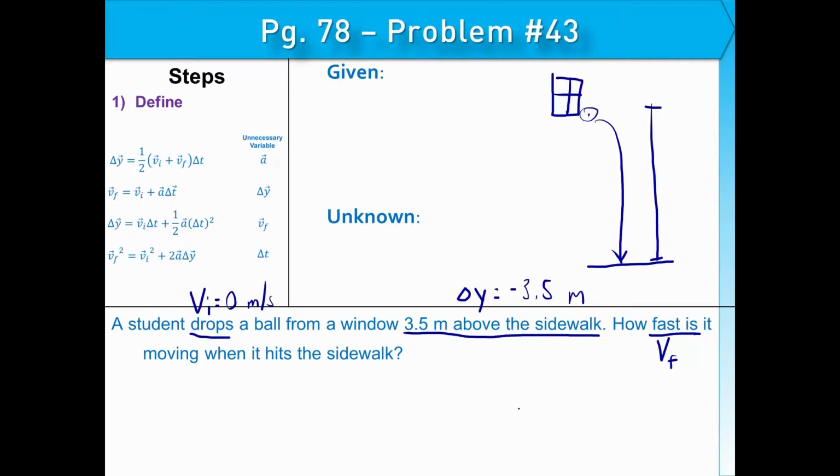So let me go ahead and write my givens. First, we know that the initial velocity in the y direction is going to be 0 meters per second because it's dropped. Next, we know the y displacement, and since it's falling down, we're going to let it be negative. So it's negative 3.5 meters. And because it's in free fall, because the only force that acts upon it is gravity, and it's moving only in the y direction, its acceleration is going to be negative 9.8 meters per second squared then. And finally, my unknown is final velocity.